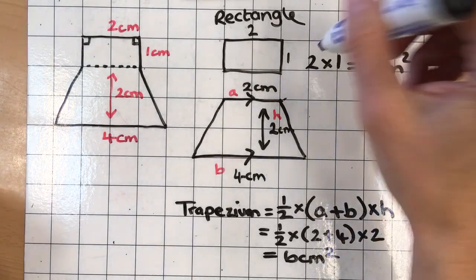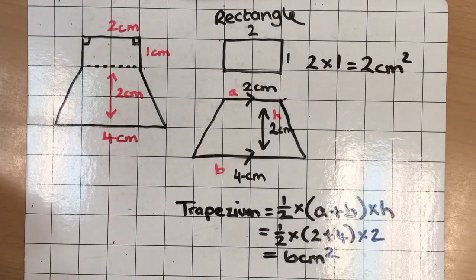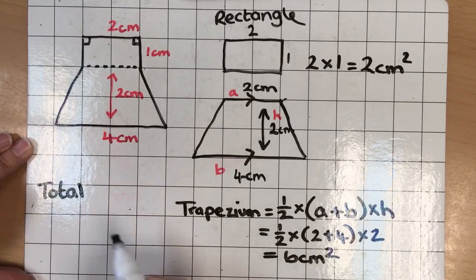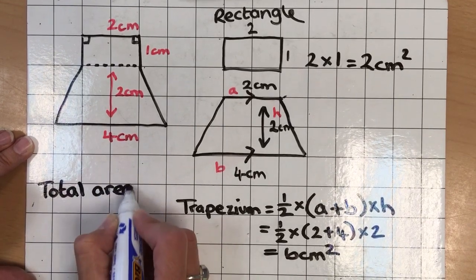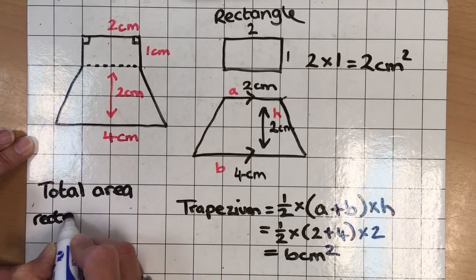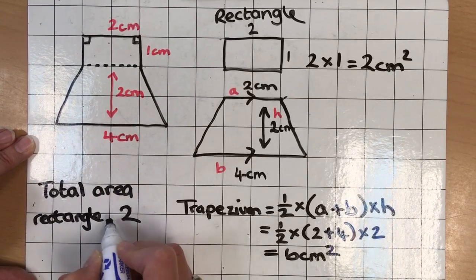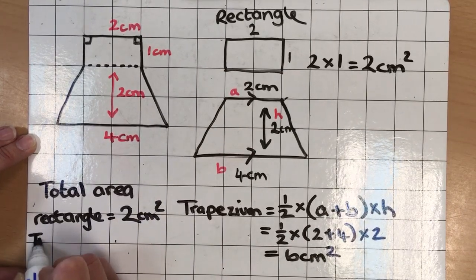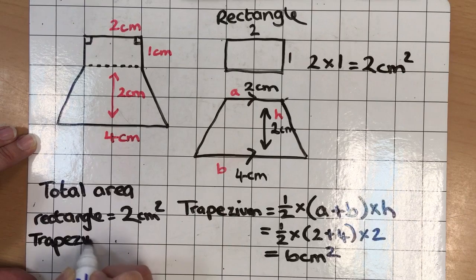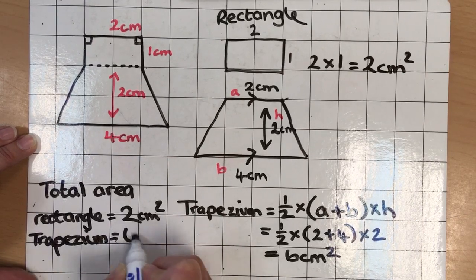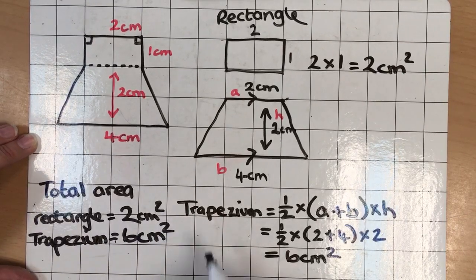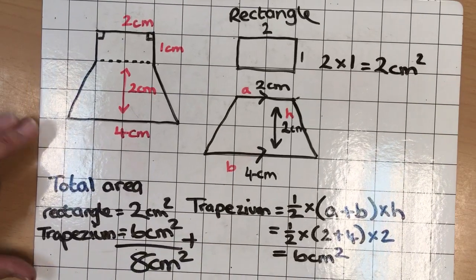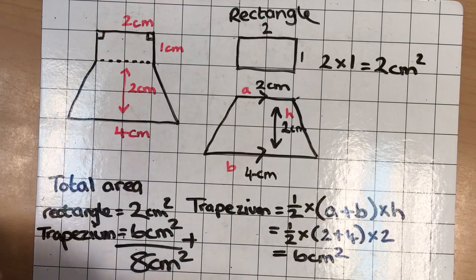So I have the area of my rectangle, I have the area of my trapezium. So I'm going to come over here. So the total area is my rectangle, which is 2 centimeters squared, plus my trapezium, which is 6 centimeters squared. Add them together, 8 centimeters squared in total for my compound shape.